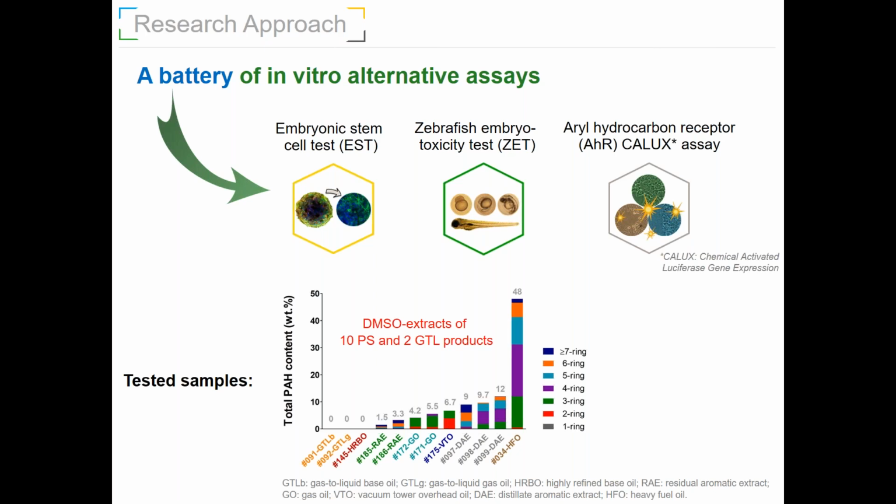To that purpose, we selected a series of DMSO extracts of petroleum substances within and across product categories. As illustrated here in this bar graph, you can see that the selected samples contain a variation in the type and level of PAH they contain. In addition to the PAH-containing petroleum substance extracts, we also tested samples that are known to contain no PAH, like highly refined base oil and GTL products. So basically, these samples serve as the negative control substances in our study.